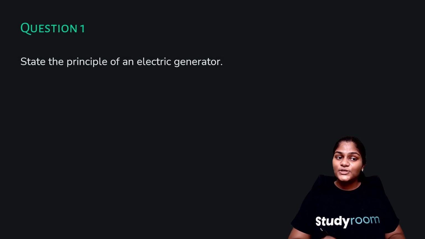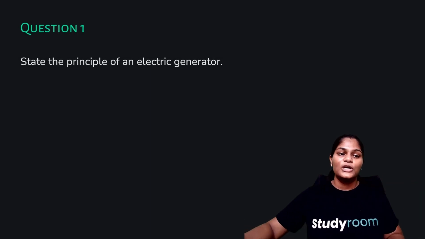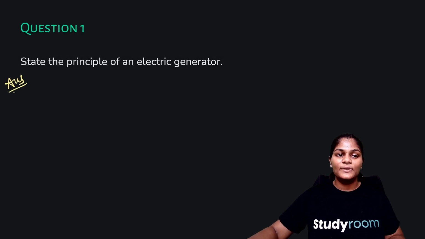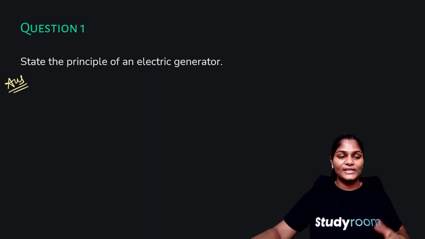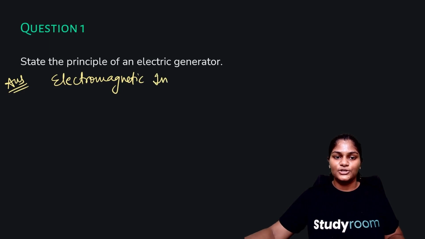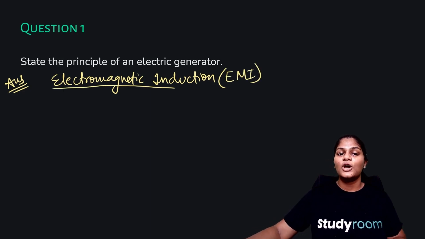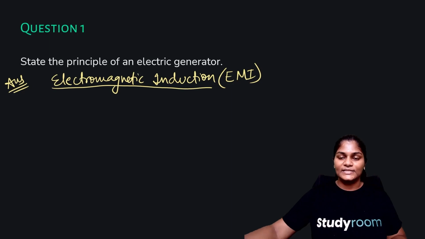So, the first question says, state the principle of an electrical generator. So, we learned that the principle behind the electric generator is electromagnetic induction. Or the short form that we use is EMI, electromagnetic induction. But you will have to write this whole sentence, right?